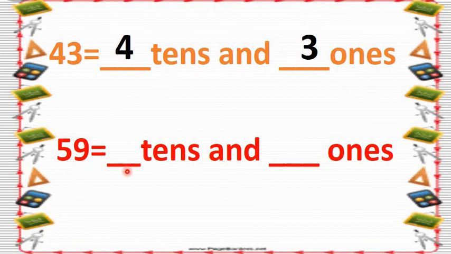59 is equal to dash tens and dash ones. So how can we separate number 59 in the form of tens and ones? What do you say? Have you observed how we have done this exercise? So can you solve this by yourself, my dear? Okay, let me help you. It will be written like this: 5 tens and 9 ones. So we can say that 59 is equal to 5 tens and 9 ones.